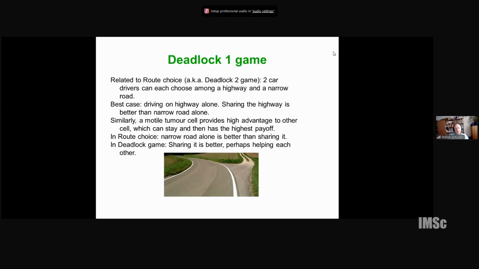The difference between Route Choice and Deadlock is that in Route Choice, the narrow road alone is better than sharing it, whereas in the Deadlock game, sharing the narrow road is better. For example, we could say that they can help each other in case of an accident. But for the Nash equilibrium, this does not matter.